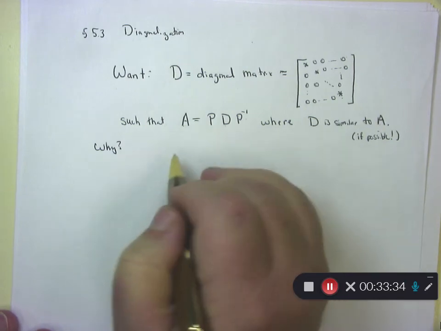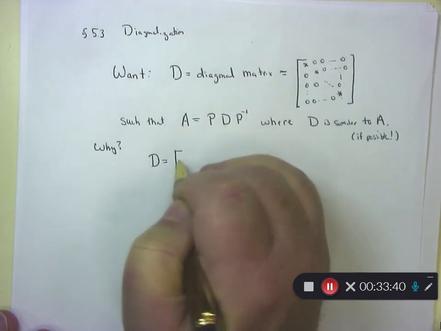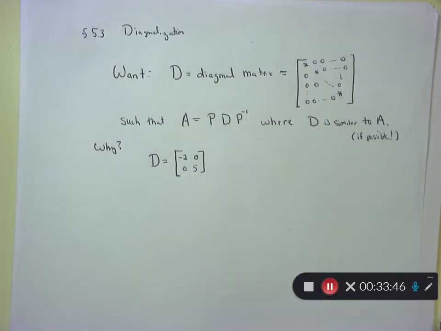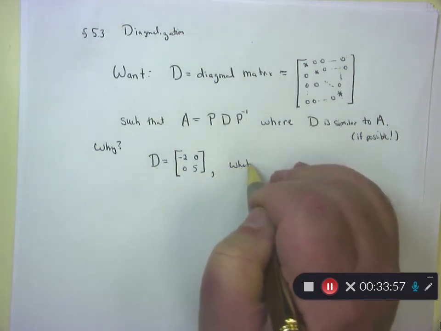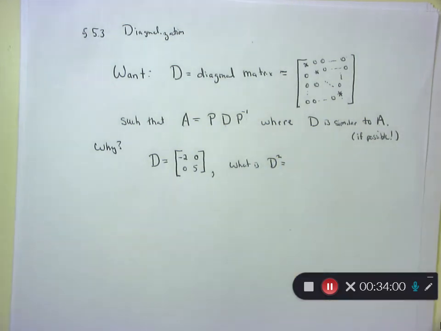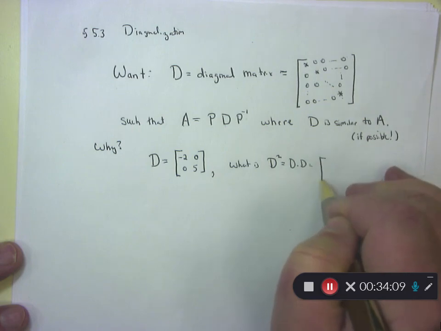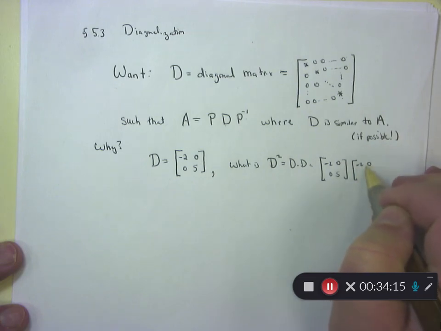Okay. So I got a question for you. If I let D equal to something small, the matrix [-2, 0; 0, 5], and I called him D for a reason. He's a diagonal matrix, 2 by 2, granted. Then could you guys tell me what D squared is equal to? Well, D squared would be D times D. I'll help you out with that. That would be [-2, 0; 0, 5] times [-2, 0; 0, 5].